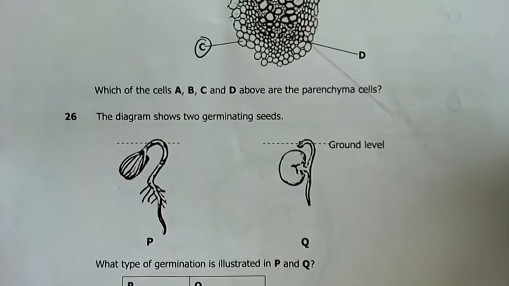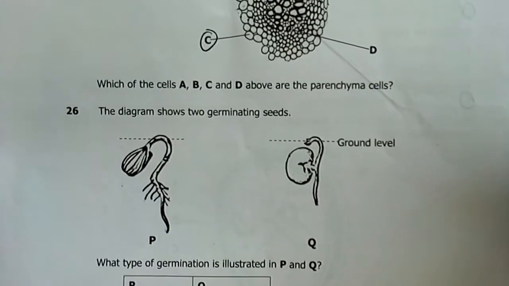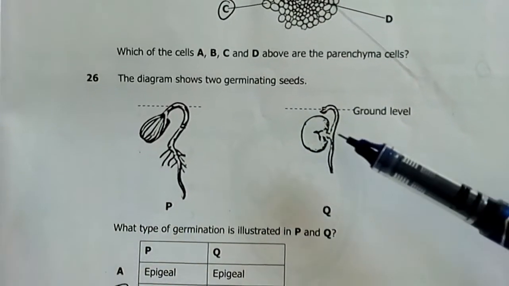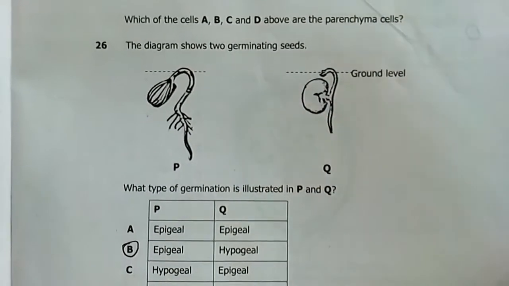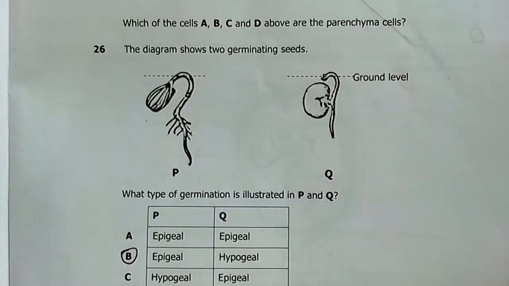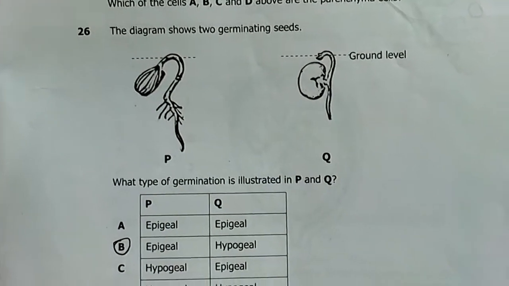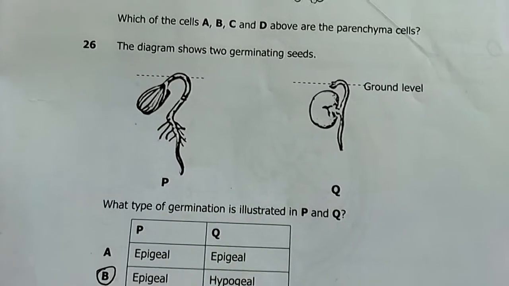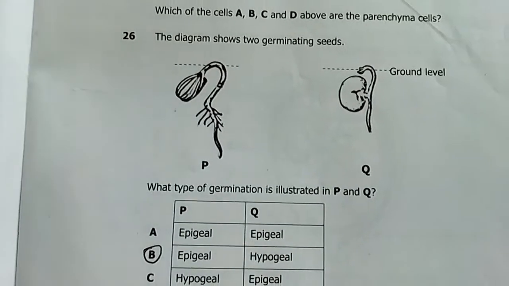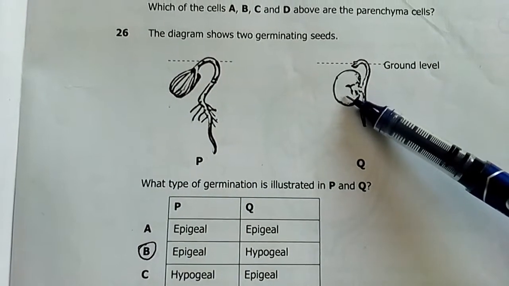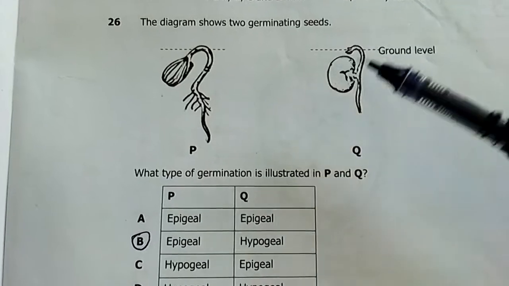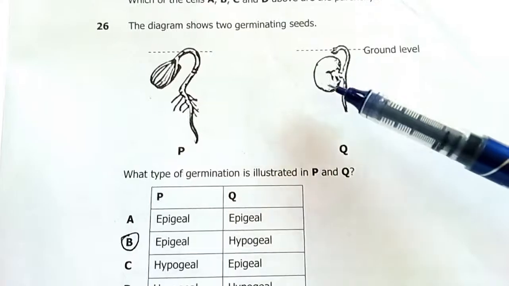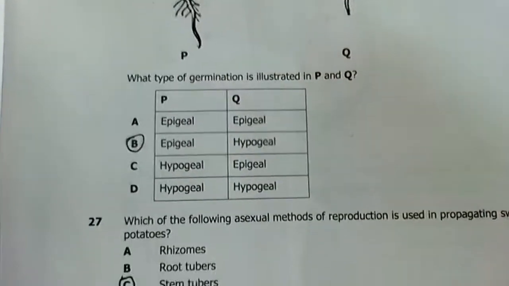Number 26, the diagram below shows 2 germinating seeds. Ground level, you can tell that these seeds are germinating differently. What type of germination is illustrated in P and Q? P is epigeal and Q is hypogeal. In epigeal, the cotyledons come out together with the plumule, while in hypogeal, the cotyledons remain in the soil. The plumule comes out by itself, the shoot comes out by itself. This is common in legumes like the bean plants. This is common in cereals like maize.